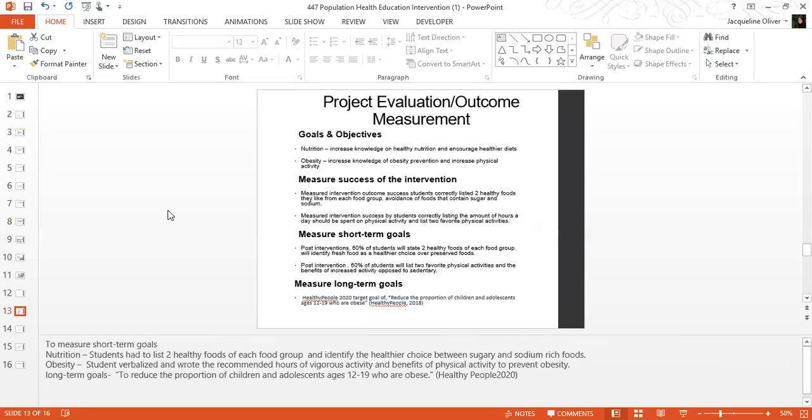The project evaluation outcome, I measured this by: it was successful in that over 60% of the students were able to state 2 healthy foods of each food group, and they made healthier choices of fresh foods over preserved foods. Also, post-intervention, 60% of students were able to list 2 favorite physical activities and the benefits of increasing activities over sedentary activities. The long-term goal was to reduce the proportion of obesity in students and adolescents.